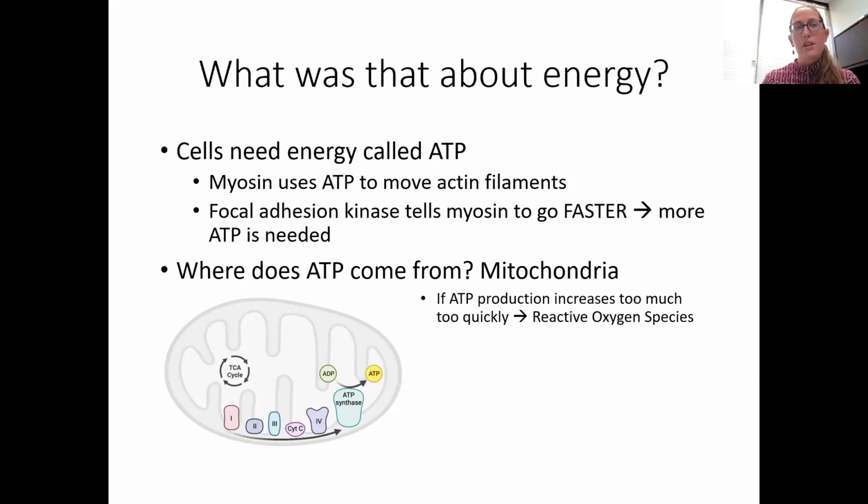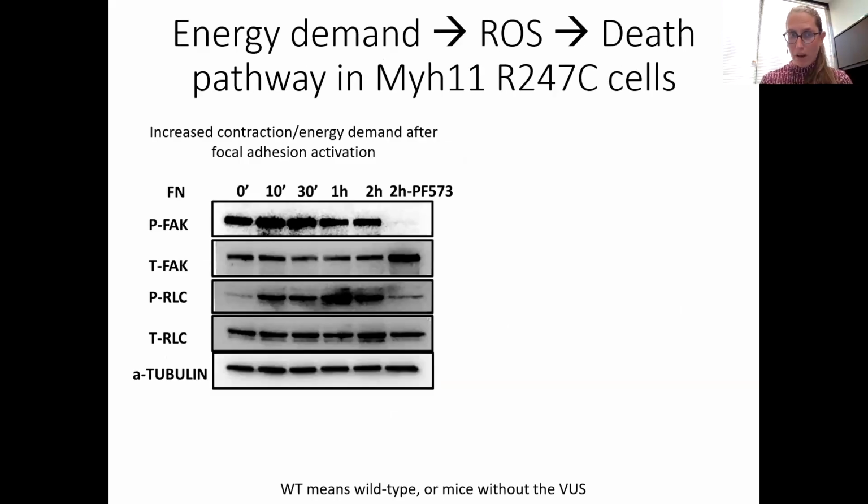How does it get made? You may remember details from high school biology, you may not, but the brief answer is that ATP is made in the mitochondria. Again, don't worry about the details, but one of the byproducts of this reaction where ATP is made is called reactive oxygen species. And in particular, if ATP production increases too much too quickly, you get more reactive oxygen species. And reactive oxygen species can cause damage to other proteins in the cell. And if that damage starts to accumulate, then the cells end up dying. And we think that's what's happening in our mouse model with the VUS. I'm just going to show you a little bit of the data now to back up that hypothesis.